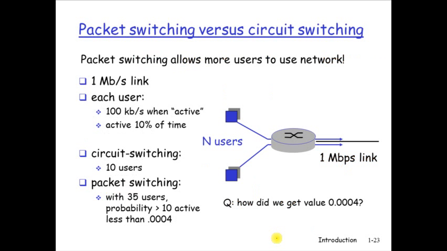Okay, so finally I give one example on comparing the performance of packet switching and circuit switching. So now, if you have a 1 megabit per second link, and each user, if active, requires 100 kilobits per second, and each user is only active for 10% of the time. What does that mean? Think about it.